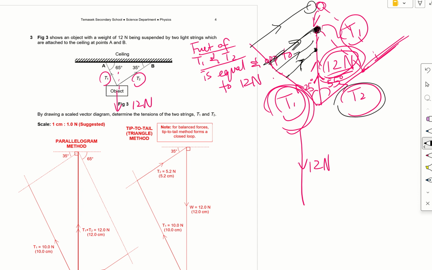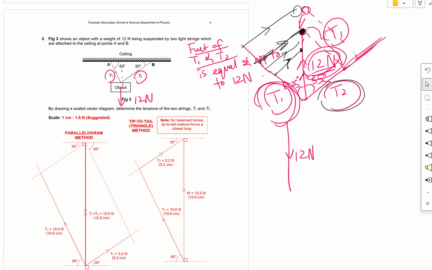So if you don't know how to shift it to get parallel lines, you can look for me, I can teach you how to shift it. It's easier to show you physically, but you need to understand this and the part whereby the resultant force of T1 and T2 is equal to 12 Newton.